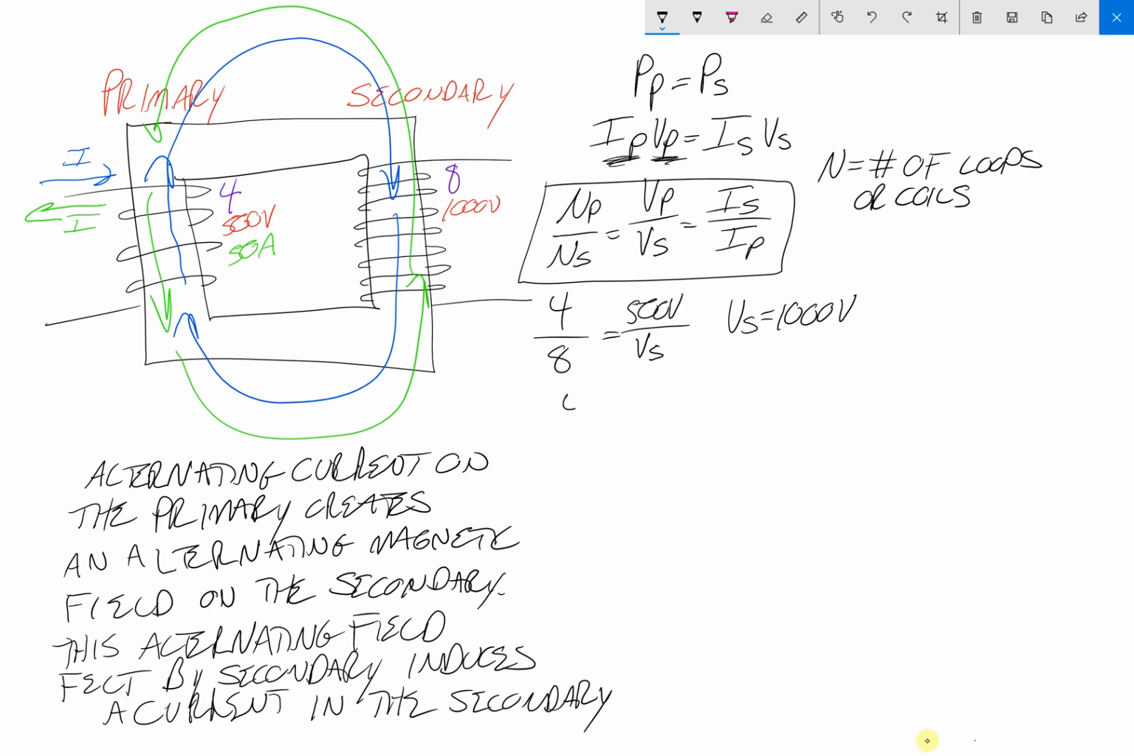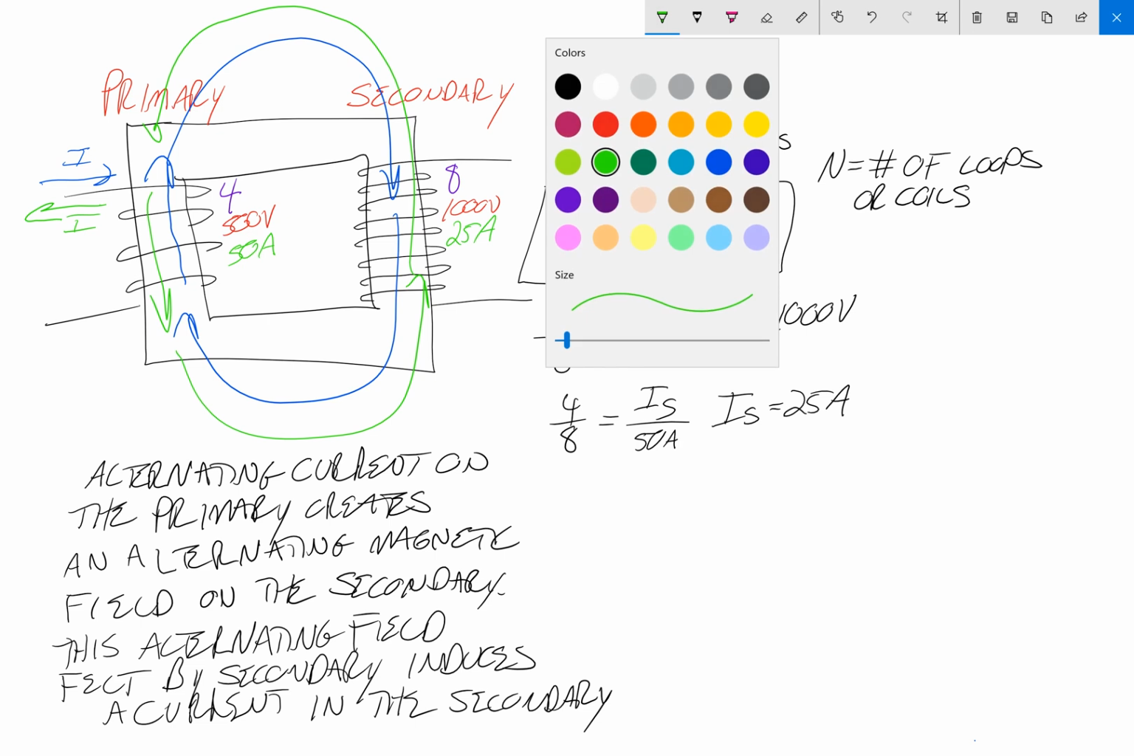So it's a 4:8 ratio, primary to secondary. Be aware that the secondary to primary on the current, it's flipped. So the secondary goes on top in the numerator, and this is 50 amps down here. And you'll notice that the current on the secondary is 25 amps. If you were to multiply voltage times current on each one, either way, you're going to get 25,000 watts. So we've kept the power constant. So we need to talk about this.